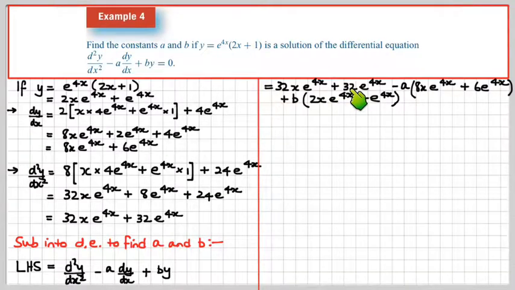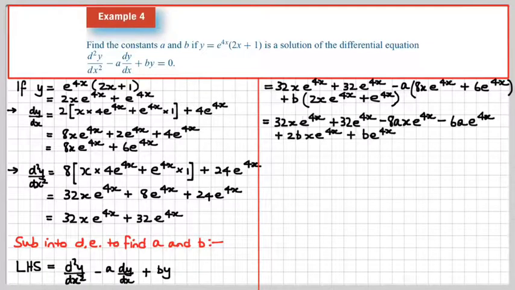So there's our d2y/dx squared. There's minus a times dy/dx, is that right? Where's dy/dx? Yes, that looks alright. Plus b times this thingy, alright? Now I know, don't panic, it's alright. We're going to get rid of those brackets and collect our like terms, guys. Now, that's rid of the brackets.